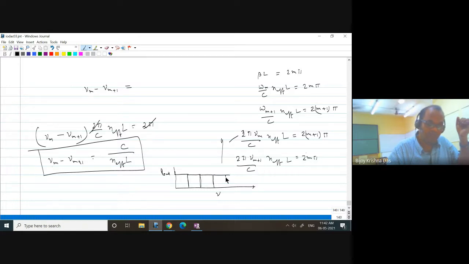Okay, and so on like this. So that means, you can consider, if this is your new m minus 1, this will be your new m and new m plus 1. So I am just considering the frequency domain.